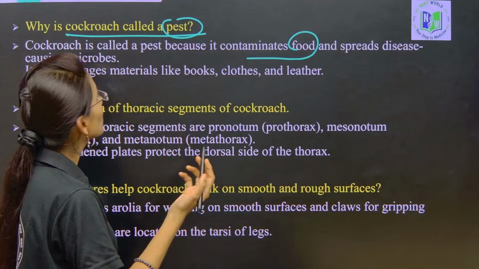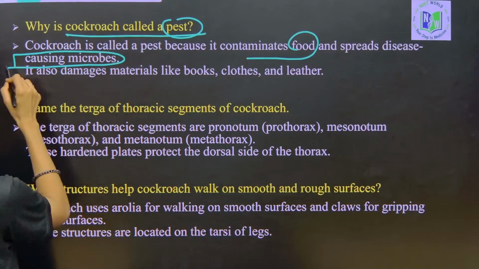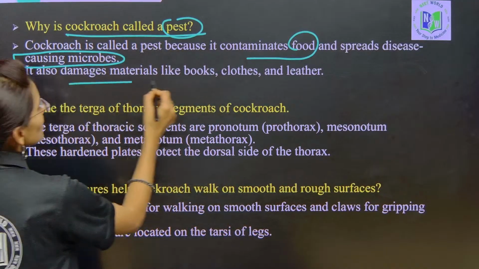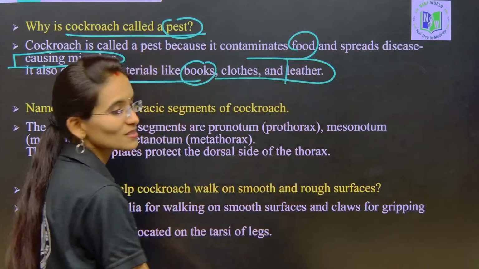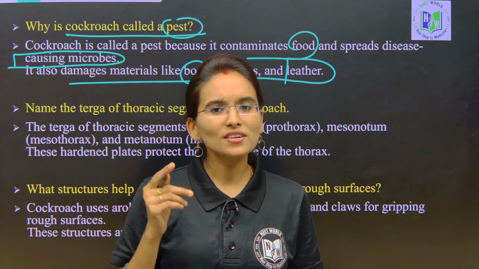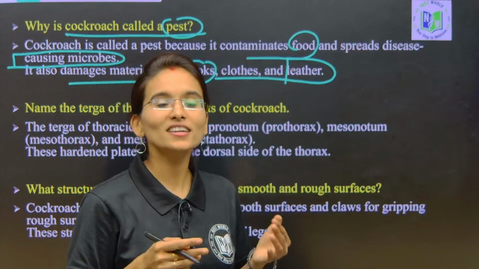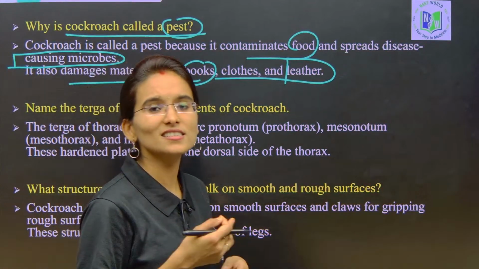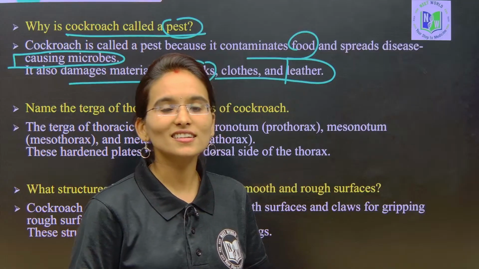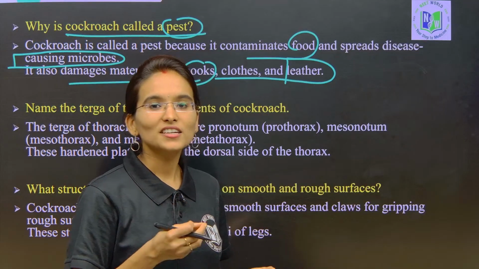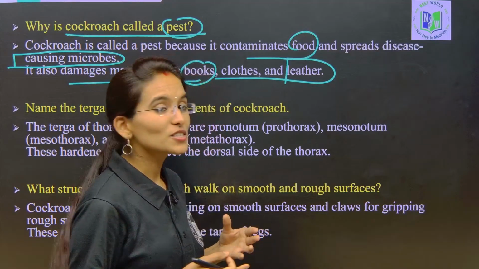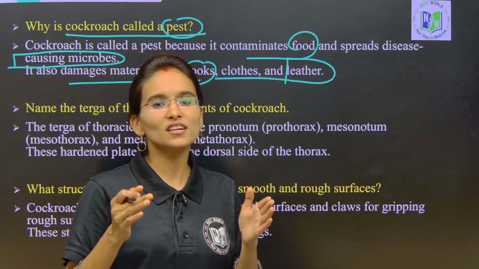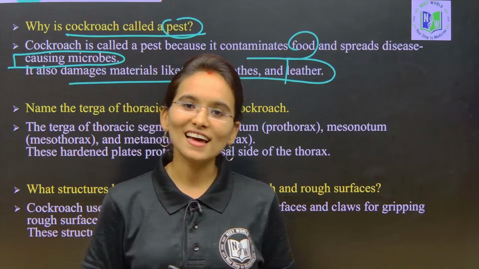It also spreads disease causing microbes. Sometimes it is also involved in damaging materials like books, cloths and leathers. So it is the first question in your Telugu Academy books: why is the cockroach called a pest? Because it spreads disease and contaminates the food. It is a nocturnal insect, very active during the night time, and it spoils the food. Sometimes it also damages wooden works, cupboards, books, everything. That is the reason we call it a pest.